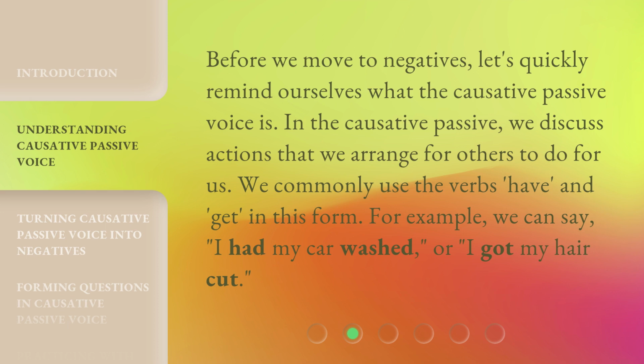Before we move to negatives, let's quickly remind ourselves what the causative passive voice is. In the causative passive, we discuss actions that we arrange for others to do for us. We commonly use the verbs have and get in this form. For example, we can say, I had my car washed, or I got my hair cut.